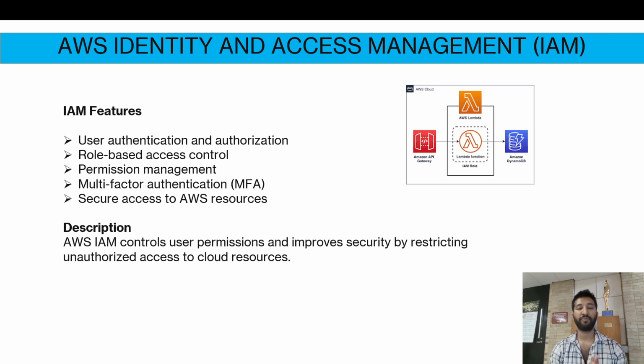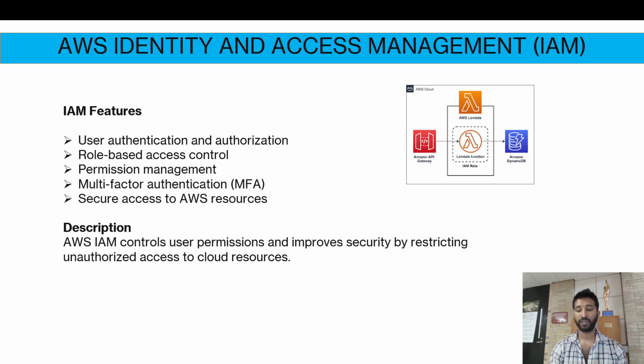MFA means, if we get an OTP or a Microsoft Authenticator OTP or something, we can use that two-step verification process. We're going to use that one, for secure access to the AWS resources. Description: AWS IAM controls user permissions and improves security by restricting unauthorized access to cloud resources. It's a bit strict, but it's very highly secure. We need to use every protection layer here.